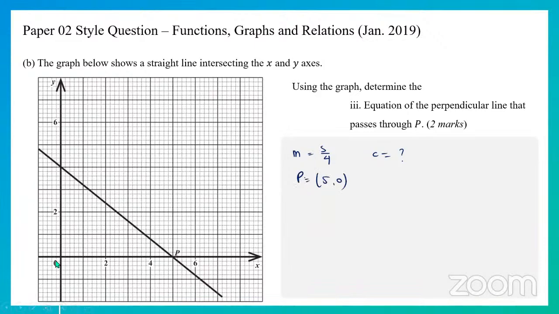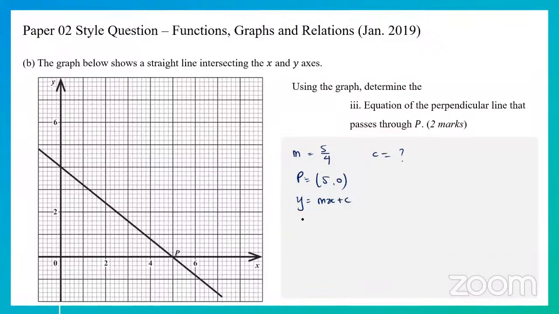So it's 5 on the x-axis going across. So 1, 2, 3, 4, 5 right there, and 0 because it's lower on the y. So with that said, we can use this as well as our gradient that we just found to find the y-intercept. So I'm going to rewrite the equation of a line, y equals mx plus c.